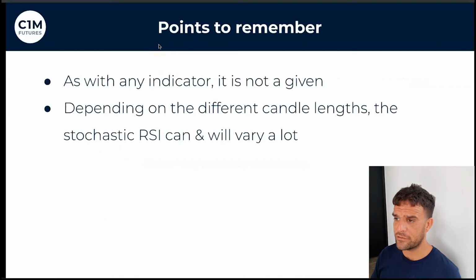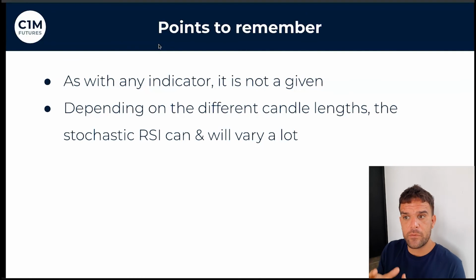Just points to remember, as with any indicator, it's not a given, and as you're looking on different candle lengths, different time frames, the RSI can and will vary a lot. As I've talked about with what it's based off, the previous 14 lengths, if you're looking at minute candles, that's 14 minutes. It's obviously quite short term. If you're looking at hours or days, that's much longer. So it's all relative depending on the length of candles and time that you're looking at.